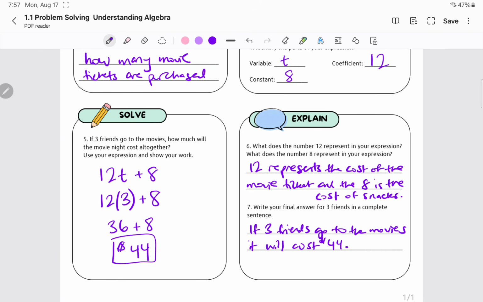All right, so you're going to go ahead and get ready for the quiz now, the lesson quiz, Understanding Algebra. If you have any questions at all, now is the time to come and ask. Otherwise, good luck on your quiz, and I will see you soon.